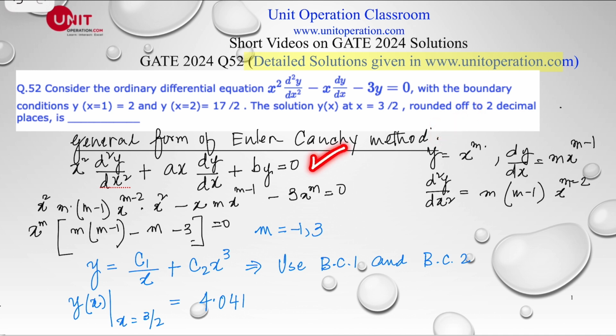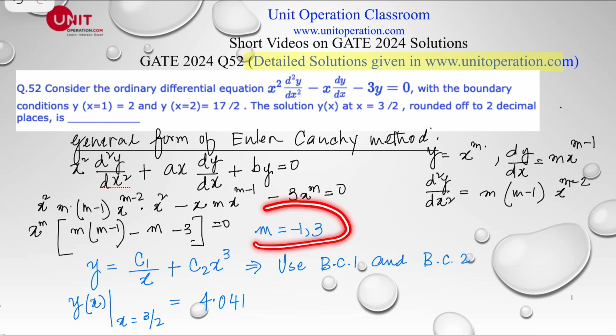This is the typical general form, and the way we solve it, we assume y is equal to x raised to the power m, so we can find the first derivative and the second derivative and put these right here, and then take x raised to the power m as common. So from there, from the auxiliary equation, we can get the roots.